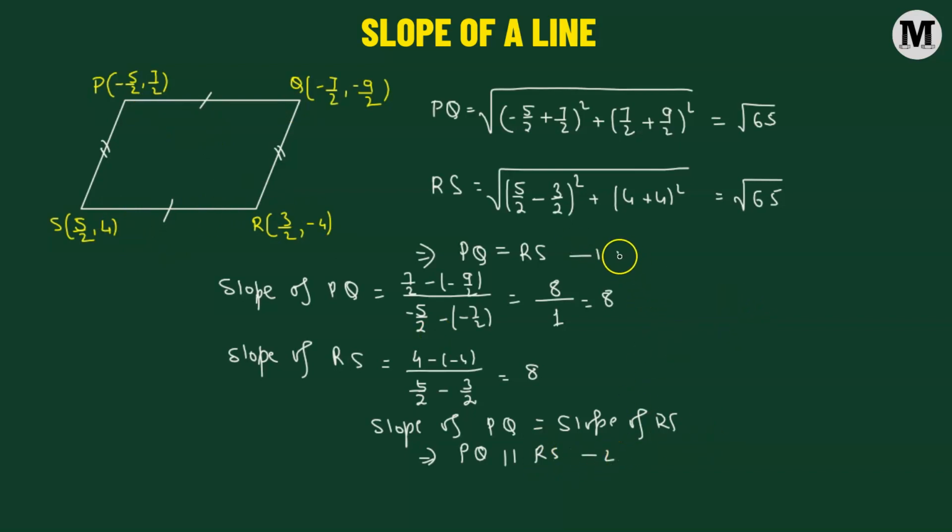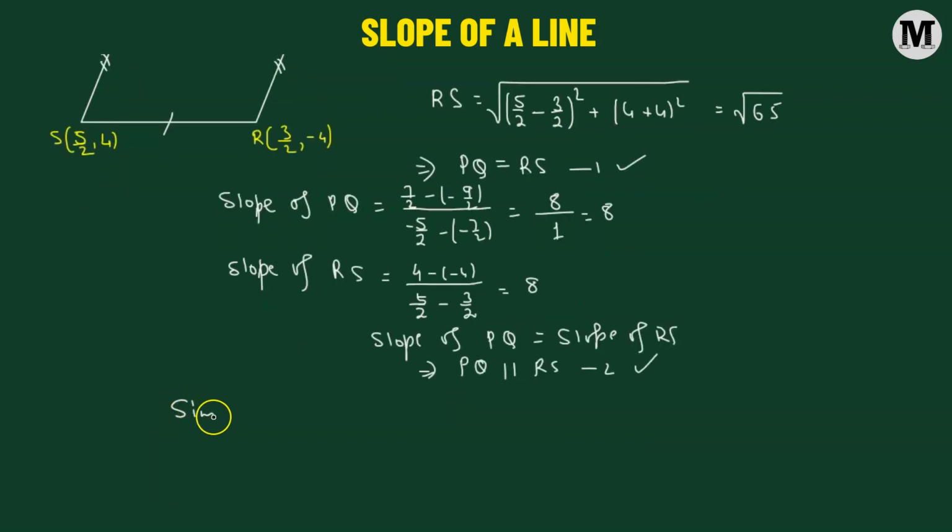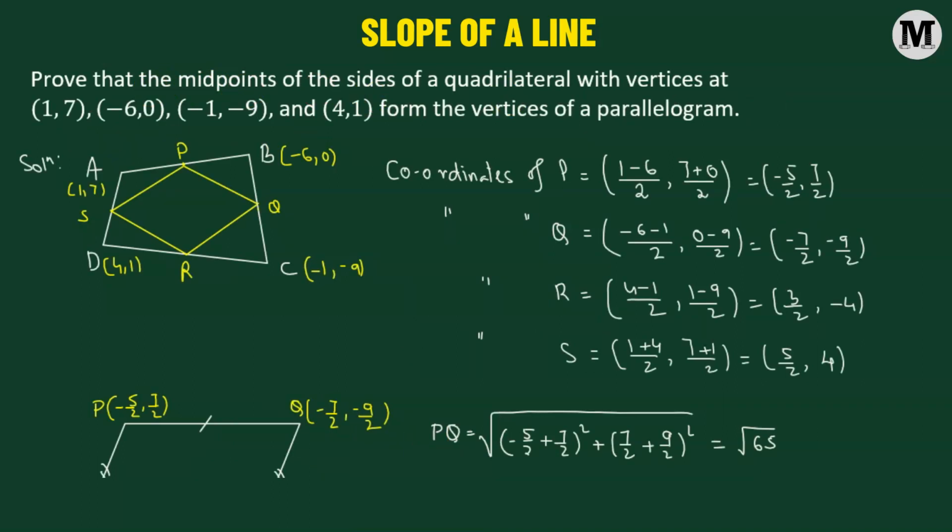Now from 1 and 2, two sides of the quadrilateral are equal in length and also parallel to each other. Similarly, we can show that QR equals PS and QR is parallel to PS. And thus we can say that PQRS is a parallelogram. So we have shown that when we join the midpoints of the sides of the quadrilateral ABCD, the quadrilateral that it forms is actually a parallelogram. Hence proved.